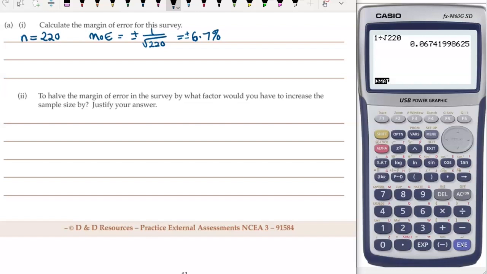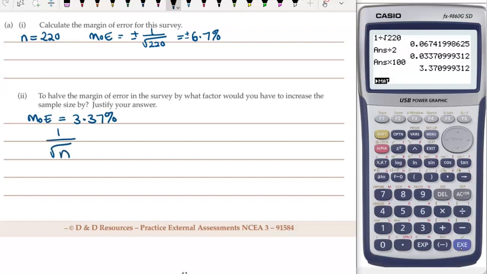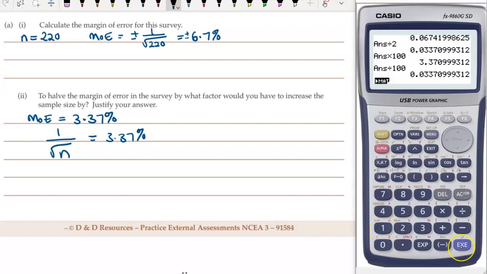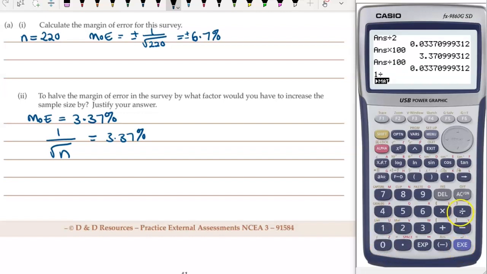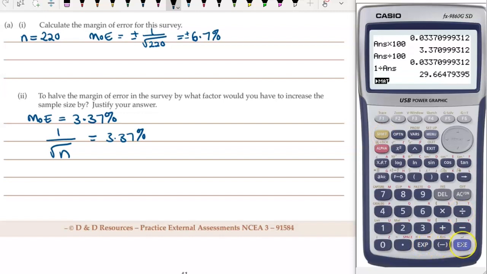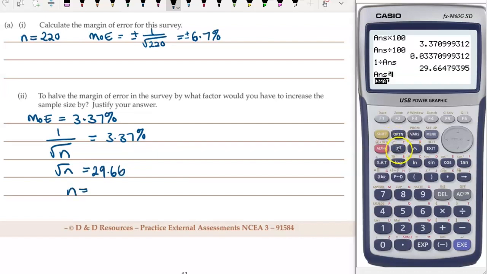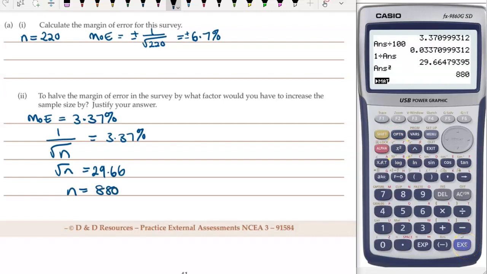Now, part 2, if we want to halve the margin of error, what do we need to increase the sample size by? Okay, so if we want the MOE to be equal to half of that, we want it to be equal to 3.37%. So 1 over the square root of n has to equal 3.37%. Okay, so let's divide that by 100 again. We've got a decimal. 1 divided by that answer will give us root n. So root n is equal to 29.66. So n, if we square that, would be 880 people.